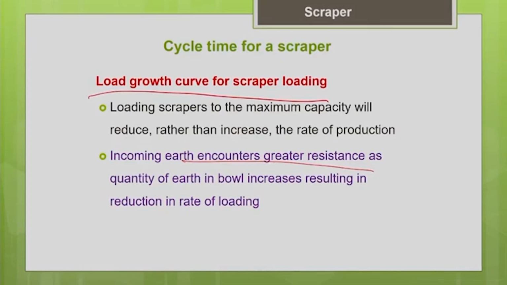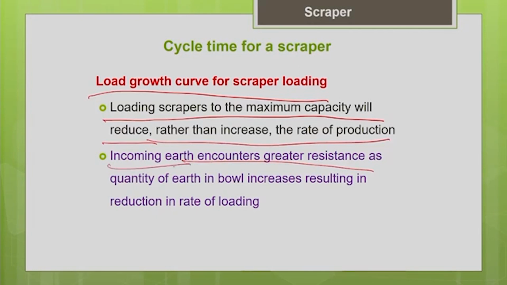So that's what is written in this slide. Loading scrapers to the maximum capacity will reduce rather than increase the rate of production. So don't try to load the scraper to its maximum capacity. The incoming earth encounters greater resistance as the quantity of earth in the bowl increases, resulting in reduction in rate of loading. So when the amount of material inside the bowl starts increasing, it will start offering resistance to the material which is trying to enter the bowl. That is why the loading rate starts reducing.